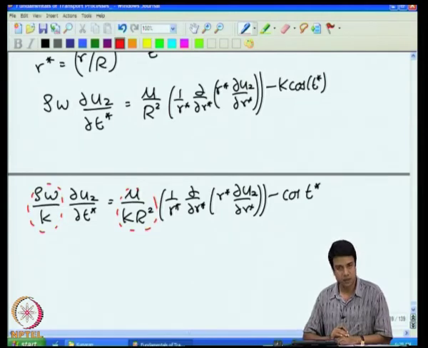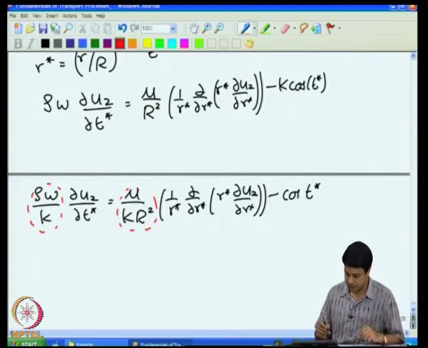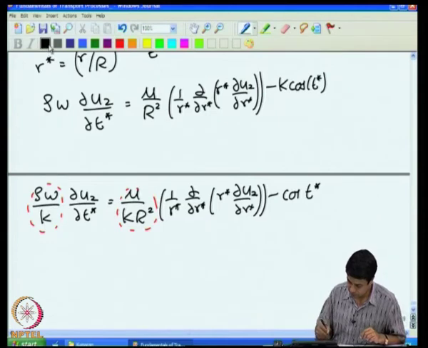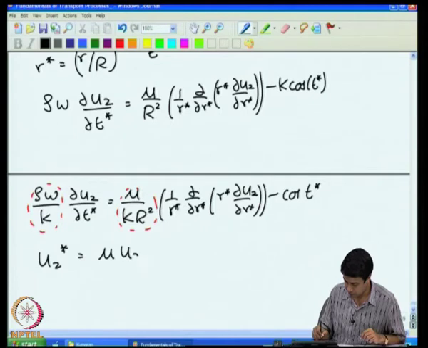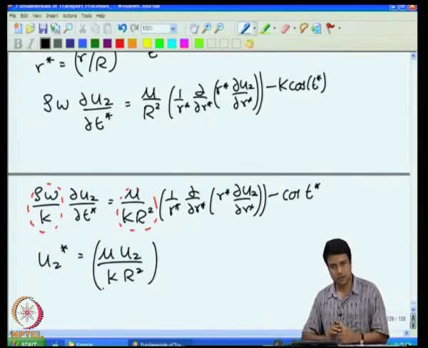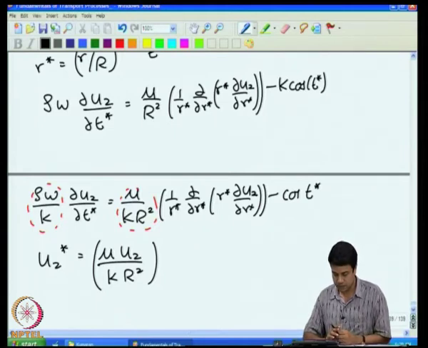Typically, if the Reynolds number is small, you would expect viscous effects to be dominant. Therefore, you would scale it by the viscous scales. Whereas, if the Reynolds number is large, you would expect inertial effects to be dominant, in which case you have to scale it by the inertial scales. For the present, we will use the viscous scaling. So, let me define uz star is equal to mu uz by k r square. So, that is my definition for uz star.